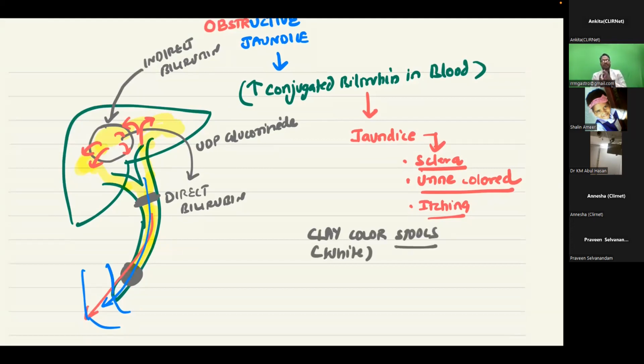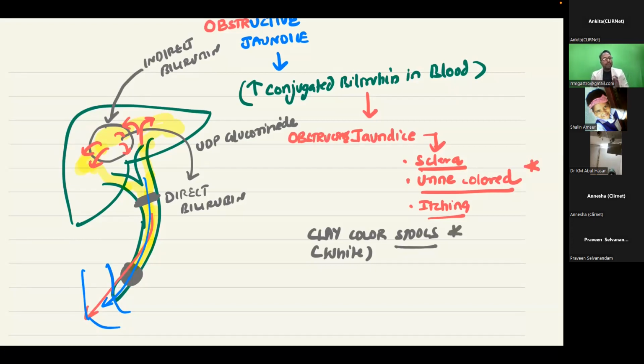So when you ask the history of jaundice, you should ask it along with yellow colored urine. They will have itching and clay colored stools. All these features will be present in obstructive jaundice. Please remember, these are features of obstructive jaundice: yellow colored urine and pale clay colored stools. Please don't forget this basic point.